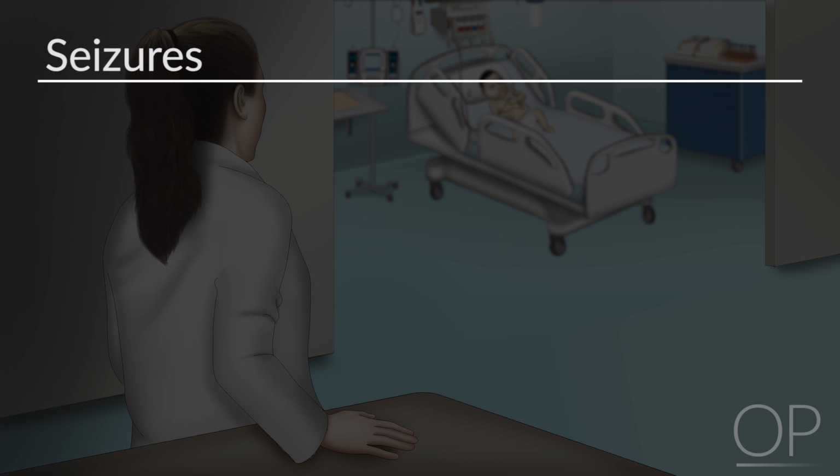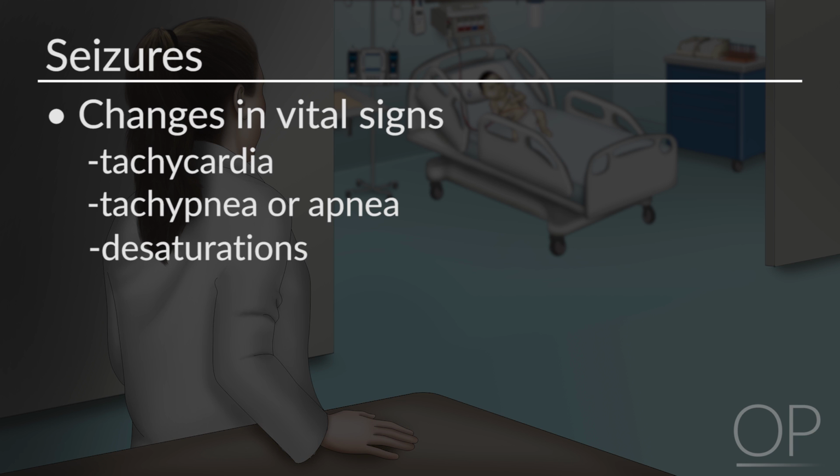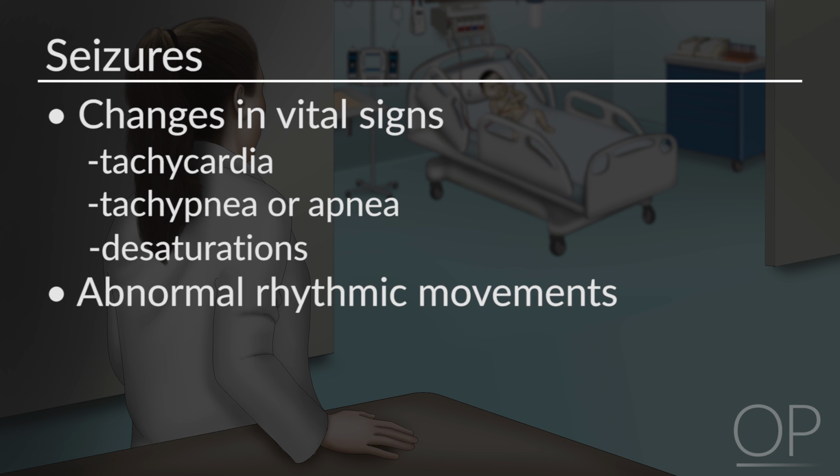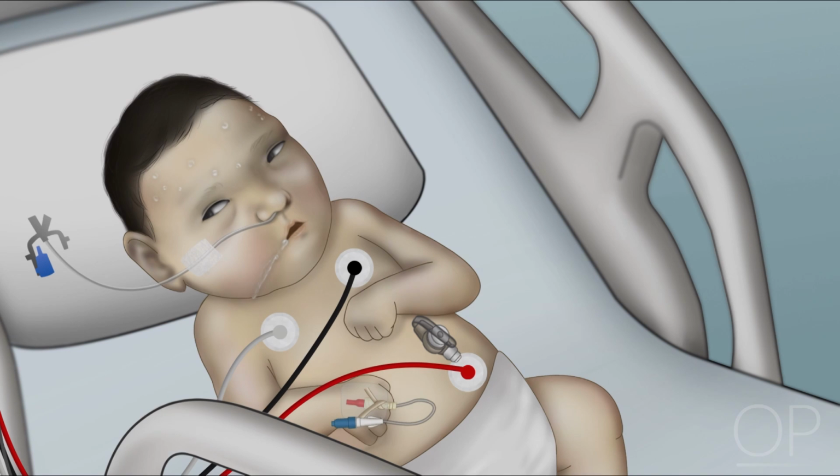What are the typical ways that seizure presents? You can see a change in vital signs, which includes tachycardia, tachypnea or apnea, or desaturations. There can also be abnormal rhythmic movements, as well as a change in mental status. So what are your initial steps in management?